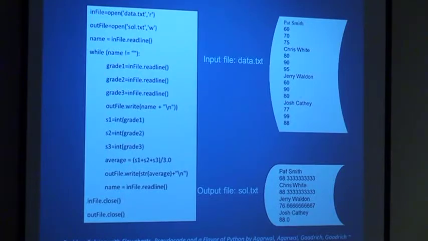Keep going till you have processed all the data. When you've read 88 over here, you write out Josh, Kathy, and 88 happens to be the average. And then you come to this line. Try to read the next line. There is no name, right? So it reads the null string, or at least this becomes false. So you come here and close both files.